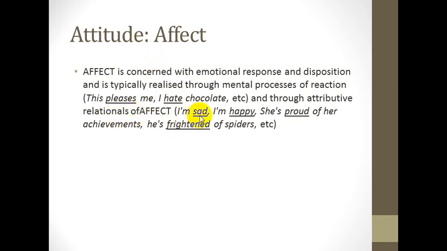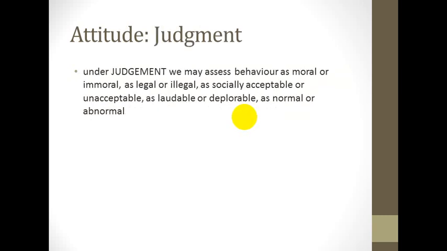Bisa, misalnya seperti kata sad. So I am sad. Nah, kata sad ini dia adalah nominal group atau dia adalah epithet dan dia memiliki makna negatif. I am happy. Nah, kata happy ini juga adalah berupa attribute atau dia adalah nominal group dan dia adalah epithet atau adjective dan dia memiliki makna positif.